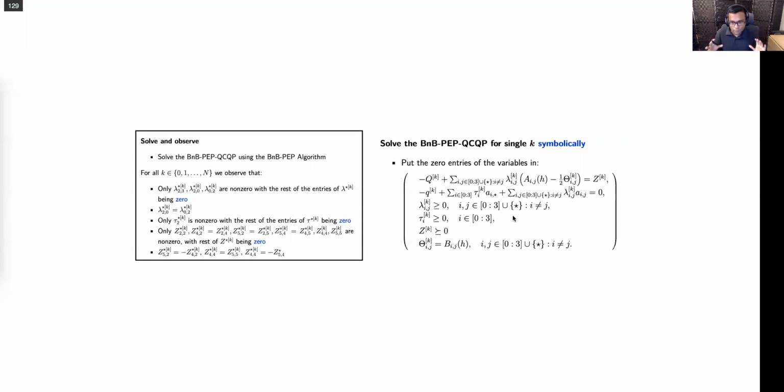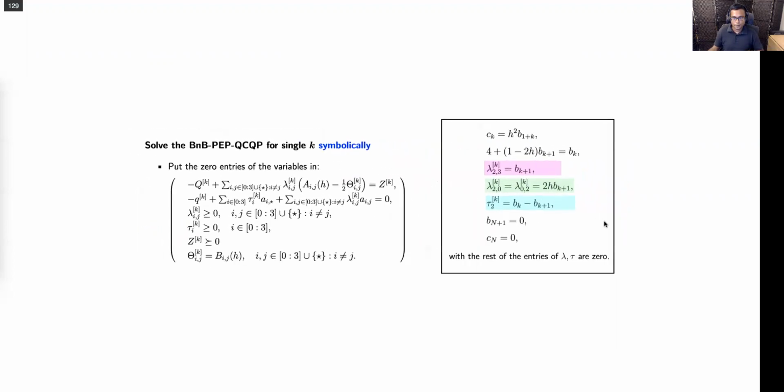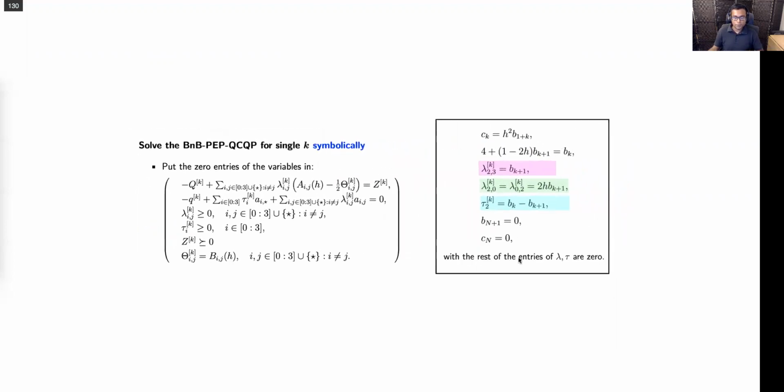Keep in mind, this is a very small optimization problem now. And once we have put that sparsity pattern, it turns out to be much smaller, which can be solved by hand. And this is the solution to the single k BnB-PEP QCQP. So what I am showing here, you can see that this is the optimal ck satisfies this inequality.